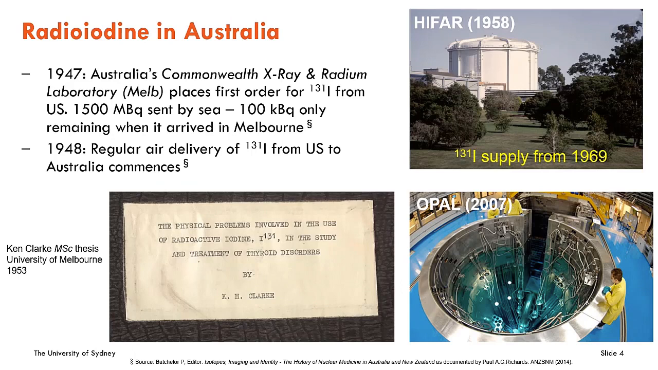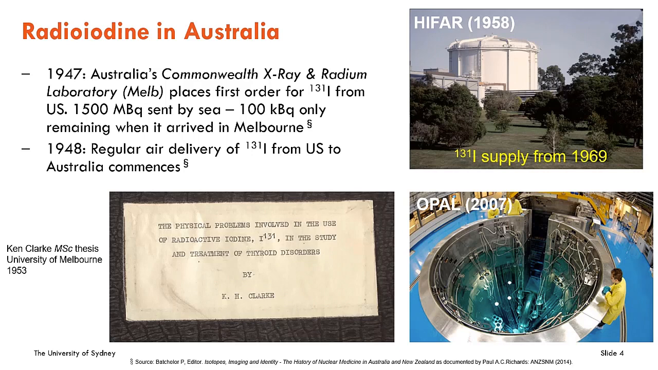So what was happening in Australia at this time? Well, we weren't too far behind the introduction of radionuclides in medicine compared to the US. The Australian Commonwealth X-ray and Radium Laboratory in Melbourne in 1947 placed its first order for iodine-131 from the US. This was on the back of the Manhattan Project and the rapid development of nuclear fission, leading, of course, to the A-bomb used in Japan in the Second World War.